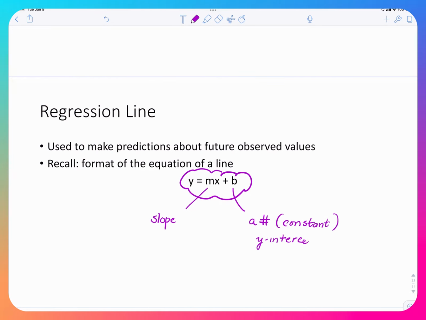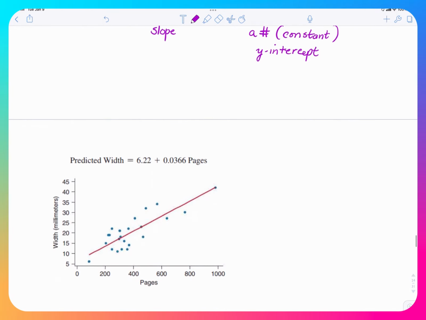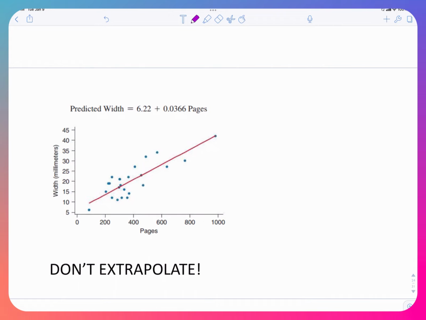Now, please don't worry if these concepts are fuzzy in your memory. We're going to go over it, and we'll only go over the important parts for this class, not all the gory details that you might have studied when you studied algebra. Okay? So here's an example of a regression equation. This was data about the width of a book and the number of pages. And so this is an equation that allows you to predict the width of a book if you know how many pages it has.